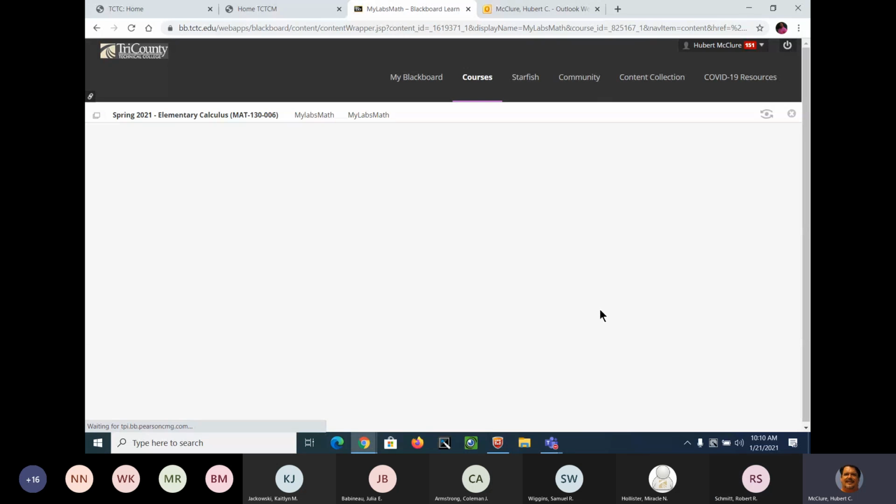Now, it may ask you to accept the terms. That's up to you. And eventually, look for the orange button. Write that down in your notes if you're writing this down. Look for the orange button.